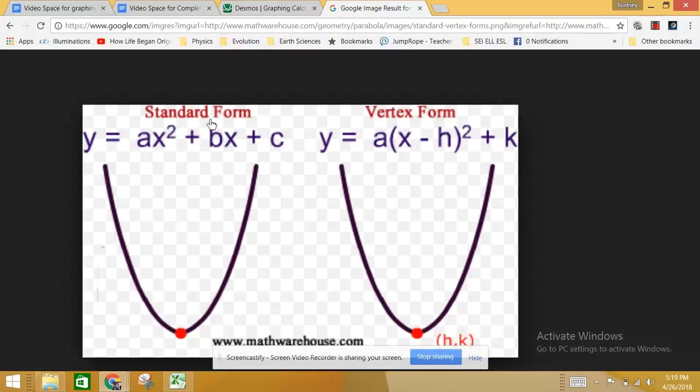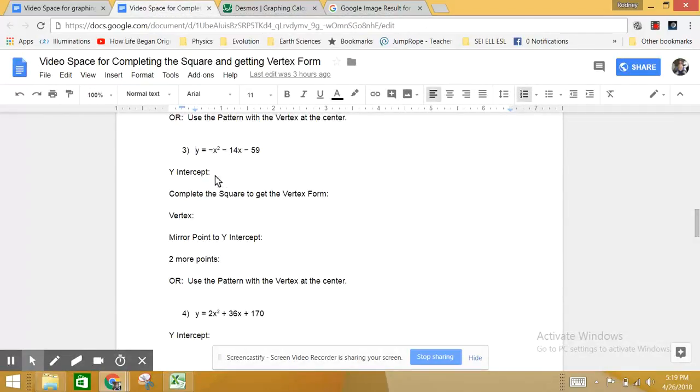There's a couple of binomials in parentheses. But right now we're going to be dealing with going from standard form to vertex form so that we can graph our parabolas by taking advantage of the vertex, which is going to be at (h, k), whatever (h, k) happens to be. So let's take a look at this one. My first thing I'm going to do, before I do any shenanigans with completing the square, is figure out what the y-intercept is.